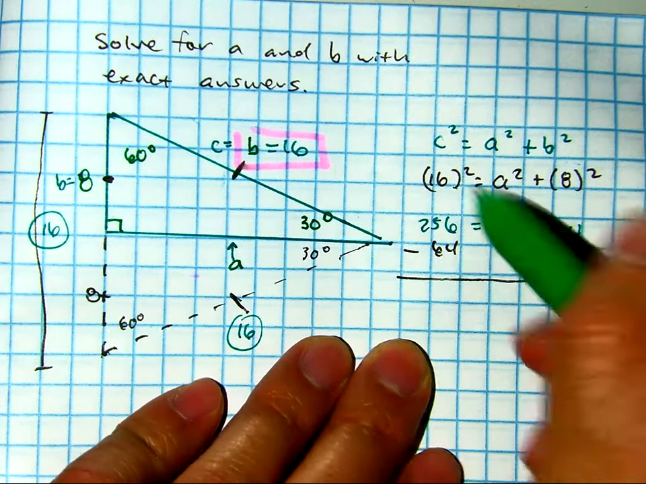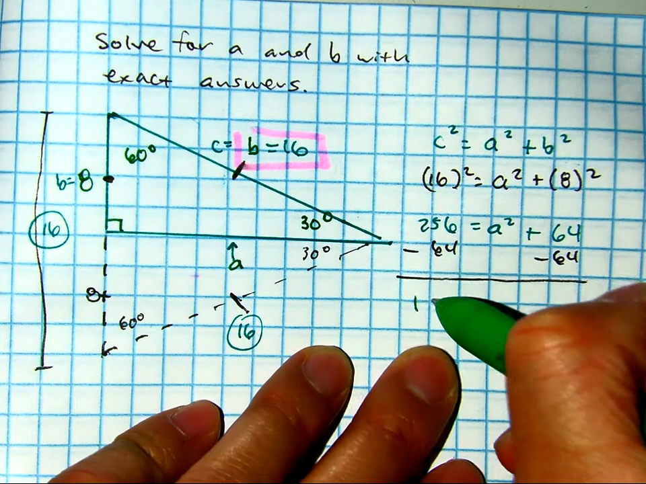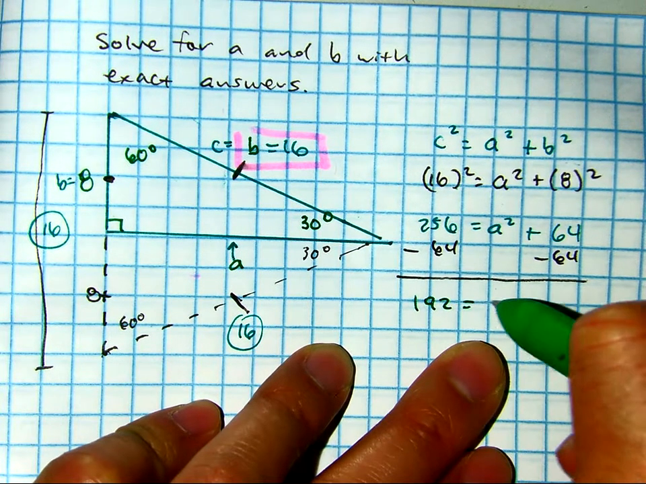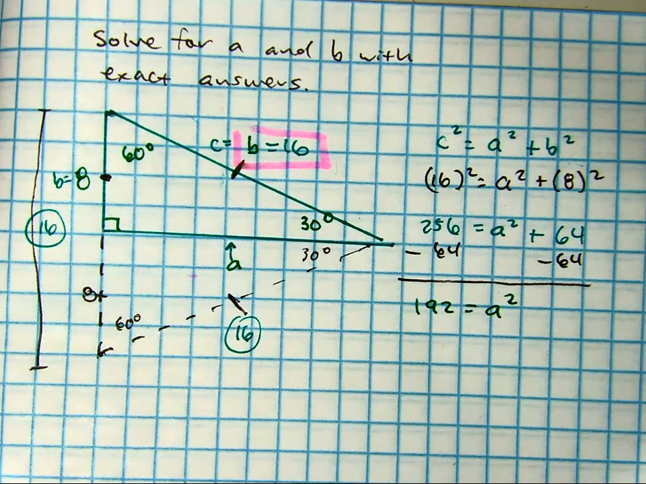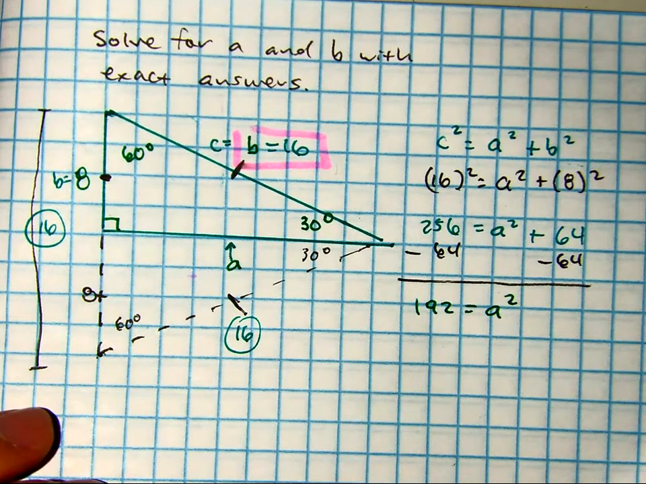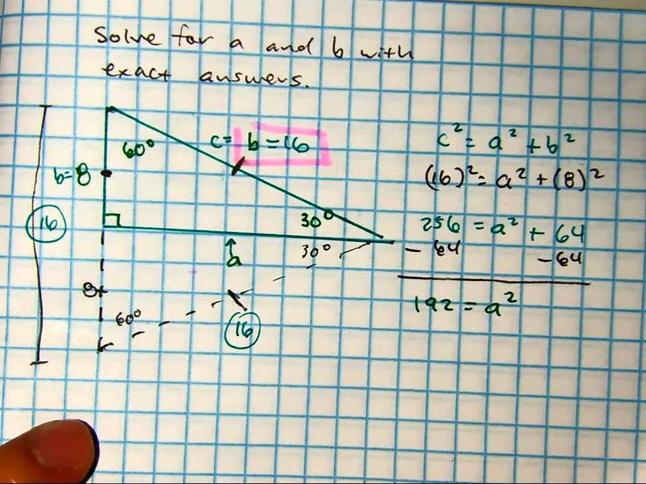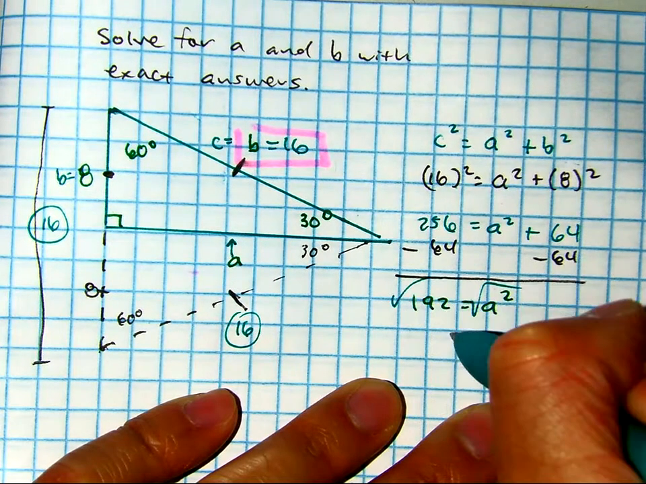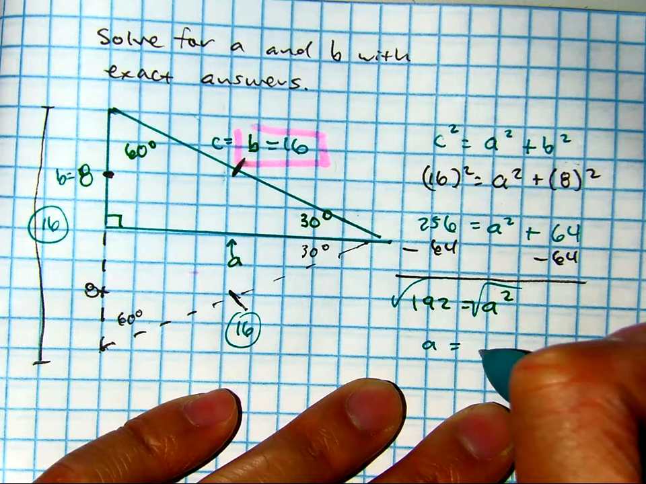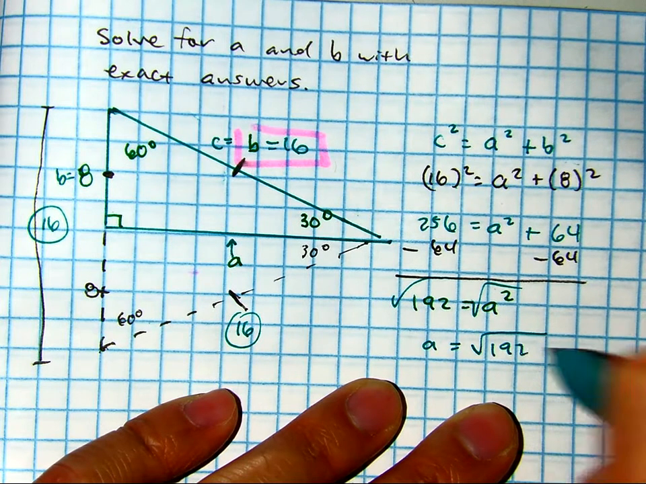Okay. Let's say I want an answer to the hundredths and an exact answer. So how do I solve for A? So I have A equals the square root of 192. This is not the exact answer. It is, but I can get a simplified radical. Let's work on that together.